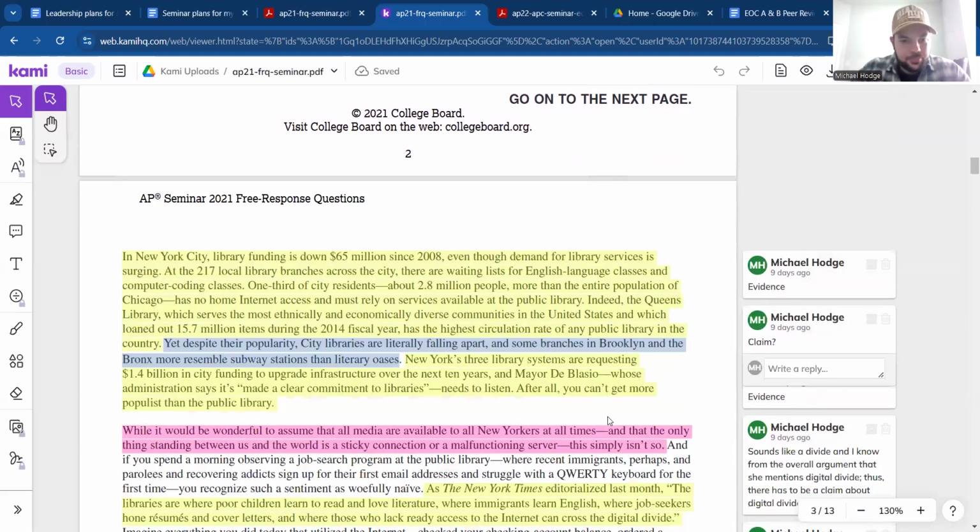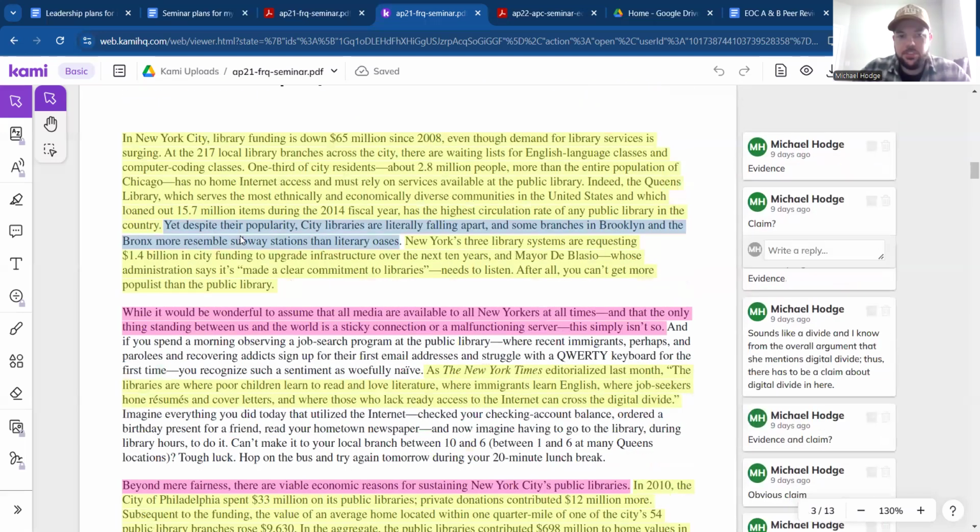Then you're moving on. You have this claim right here. So the author makes their next claim. What evidence do they support it with? You have two pieces of evidence in this particular paragraph. You could talk about it. You could use those, right?